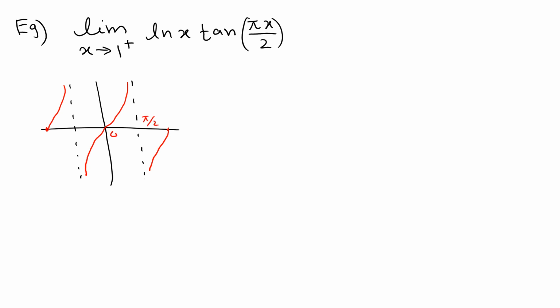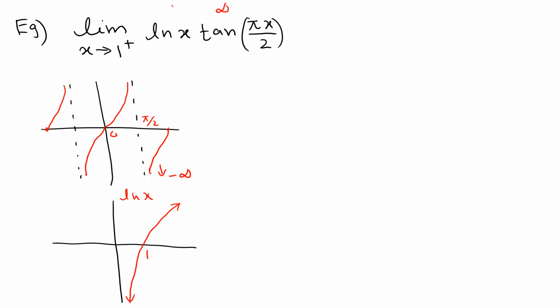So when x goes to 1, what we have is tan of pi over 2, but it's coming from the larger values. That means you can see the graph goes to negative infinity. This is the infinity part. And when x goes to 1, for the natural log, if you remember its graph, it is like that. So ln x goes to 0. So we have 0 times infinity.